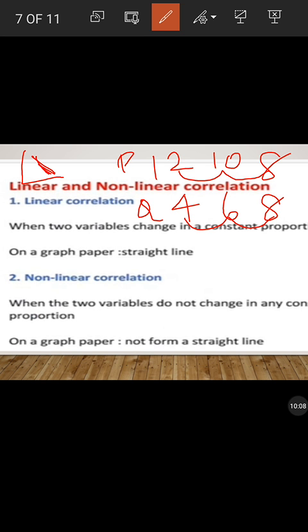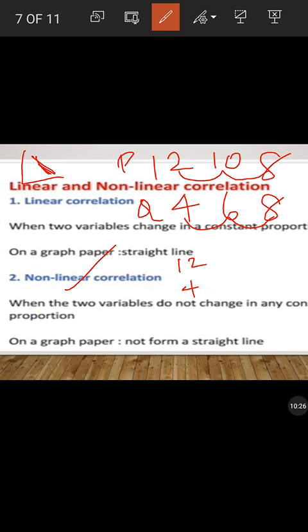That is, they move in the constant, when two variables change in constant proportion. Now it goes 4, 6, 8, and similarly 12, 10, 8. Now suppose in linear correlation, if the price is 12, the quantity demanded is 4.